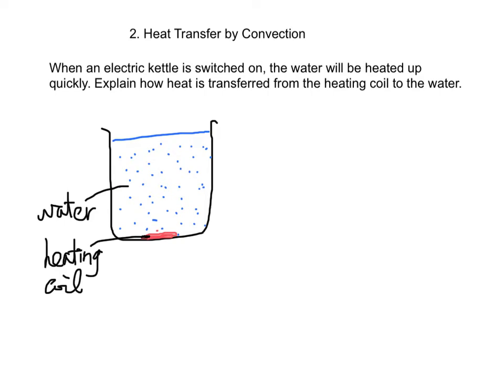In this section, you will learn how heat is transferred by convection 對流. Let's look at the example. When an electric kettle 電水煲 is switched on, the water inside will be heated up quickly.